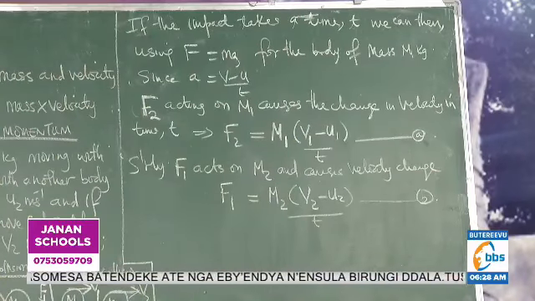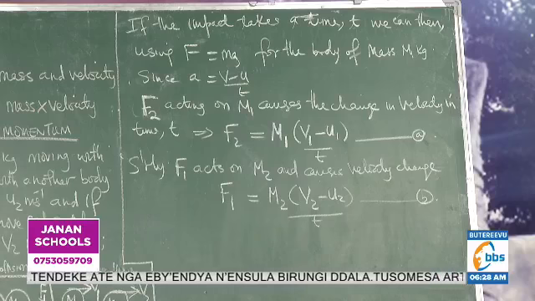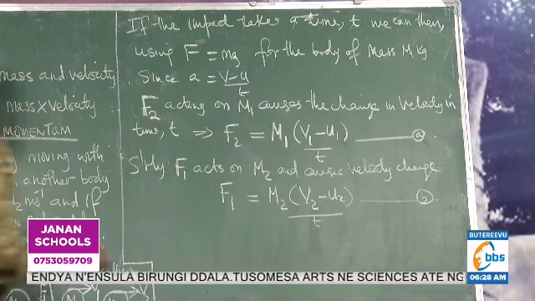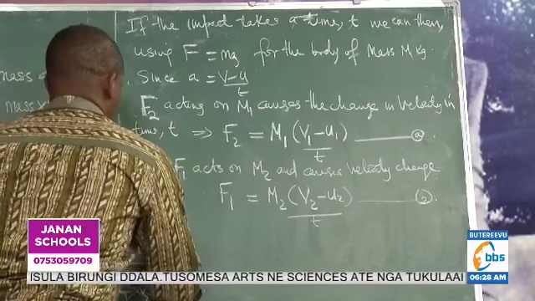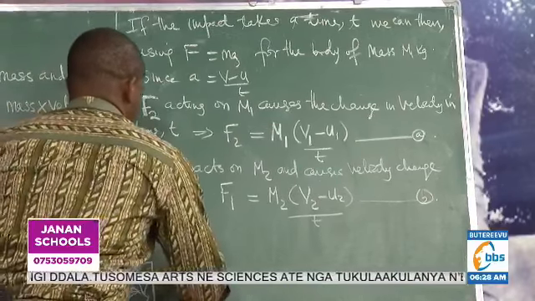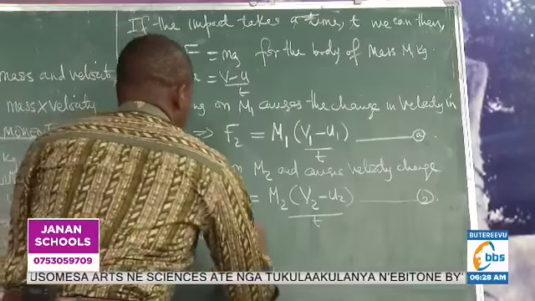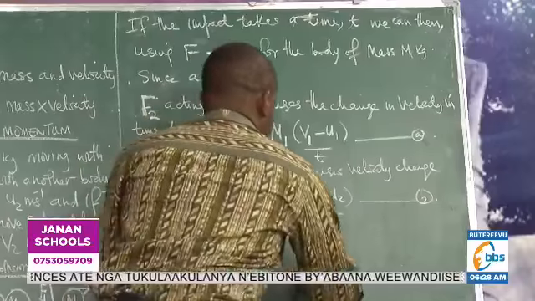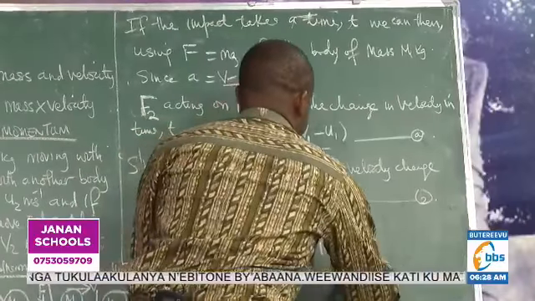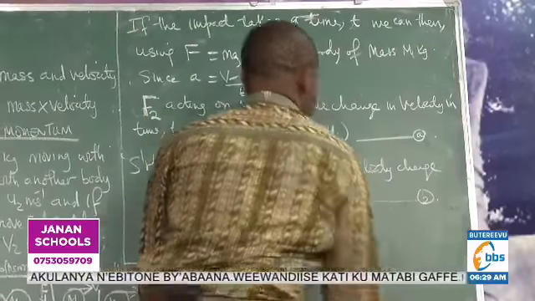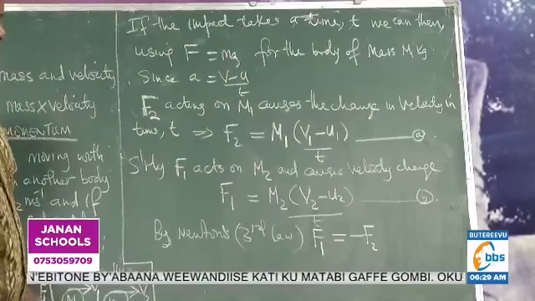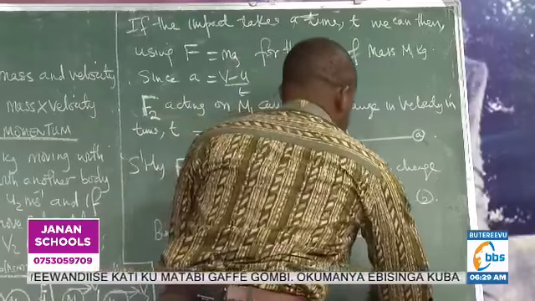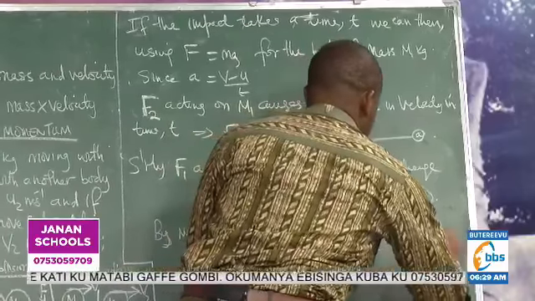By using Newton's laws of motion, we are able to prove the third law of motion, which specifically states that the forces F1 and F2 should be equal and opposite. So if F1 is equal to negative F2, or the other way around, it does not matter, F2 can be equal to negative F1.